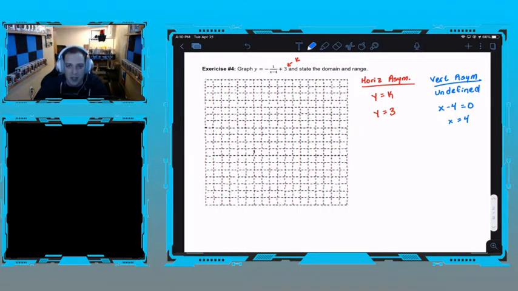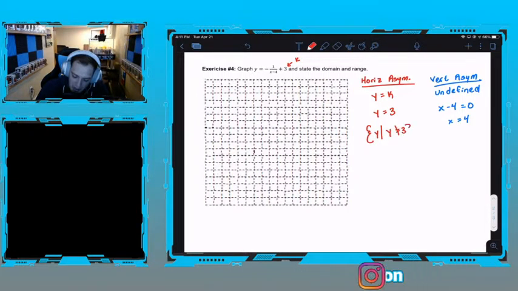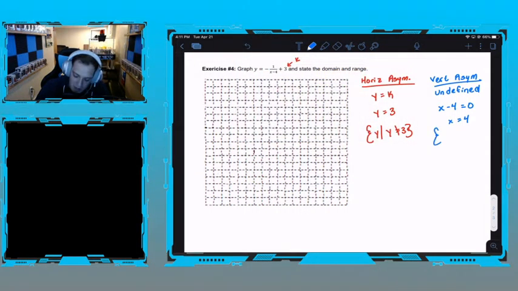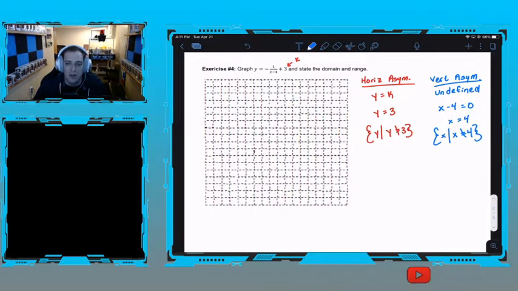And now we just have to state what that domain and range is going to be. So it's just doing the squiggly bracket, all the y's, but y cannot equal 3. And in this one, all the values for x, but x cannot equal 4. From here on out, it's just like we did in exercise number 3. All the steps are going to be exactly the same.